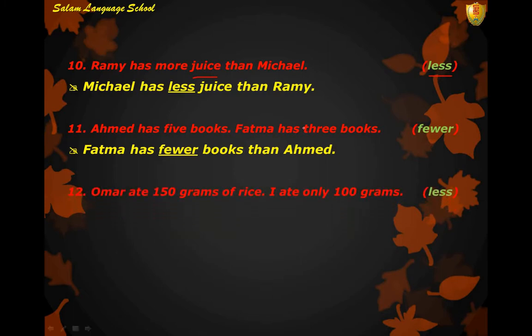12. Omar ate 150 grams of rice. I ate only 100 grams. Okay, so I ate less than him. In brackets, less. So, the answer, I ate less rice than Omar. We used rice here because we have the word less, uncountable.